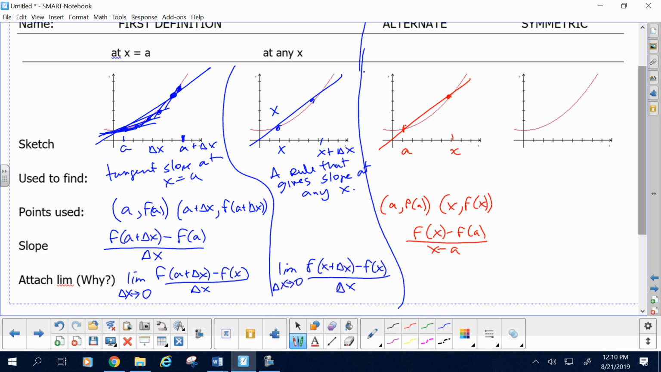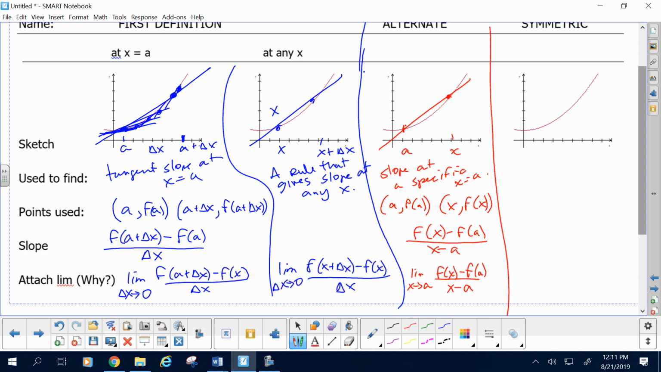Which point do we move? X or a? X. A doesn't move. It's constant. It's set. So x needs to move towards a. So what's the limit? X goes to a of the difference quotient or the secant slope. And what am I finding there? Slope at any point or slope at a specific a? Slope at a specific a. Or instantaneous rate of change. All right. So that's usually numerical.